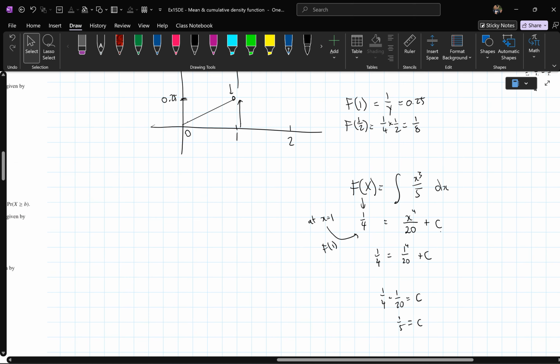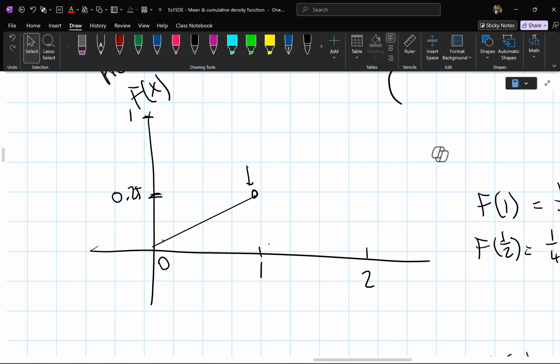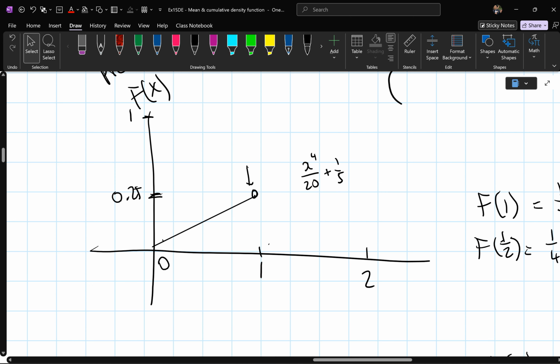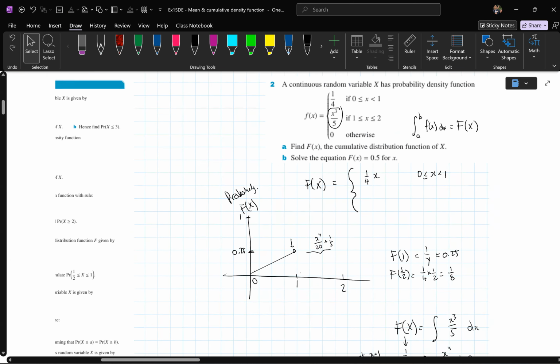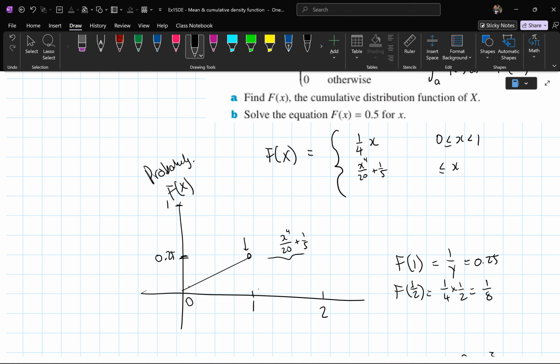What does that mean? That means the curve to represent this next section is x to the power of 4 on 20 plus 1/5. That will guarantee that in the next section, when I write x to the power of 4 on 20 plus 1/5, when I sub in x equals 1, F of 1, I should get 0.25. Okay? That's the idea, that's what I did.